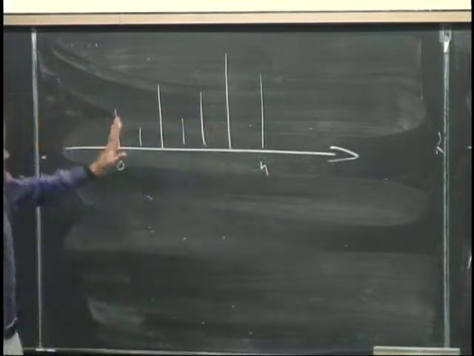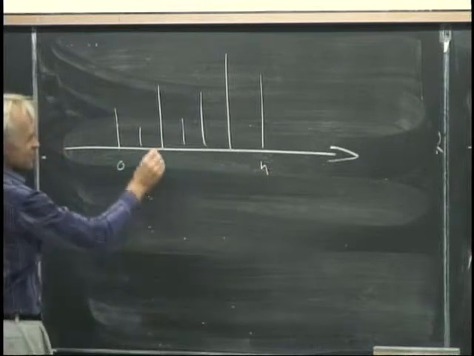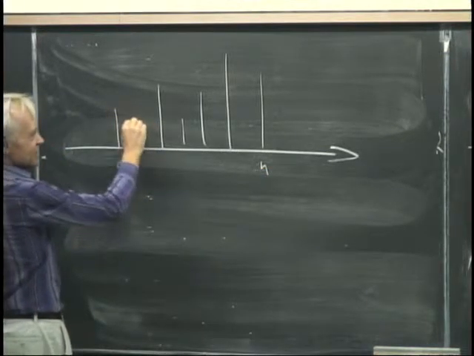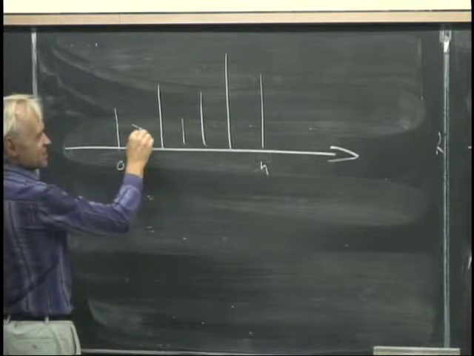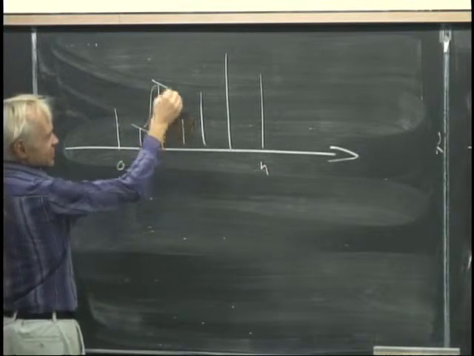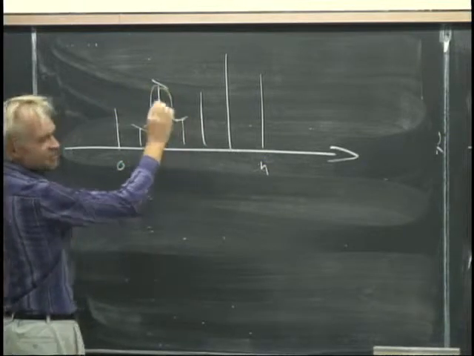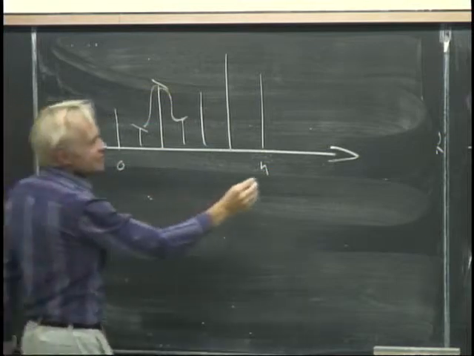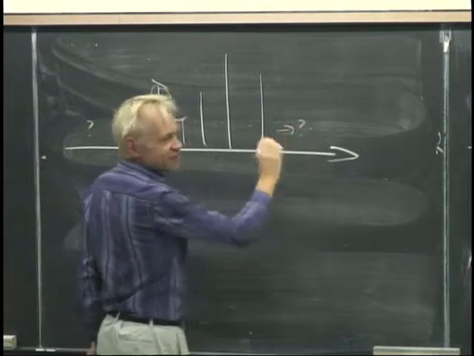For the in-between guys, no problem. It's always right minus left divided by 2, get the slope. You get a nice cubic curve. Okay, fine. But now what do I do here? There is nothing to the left. And for this guy, there is nothing to the right. So what do I do?